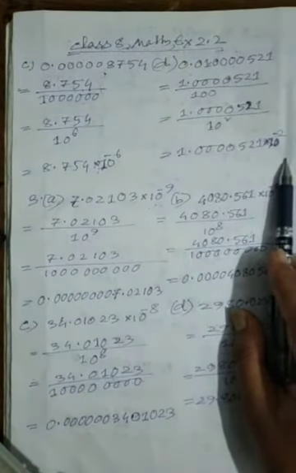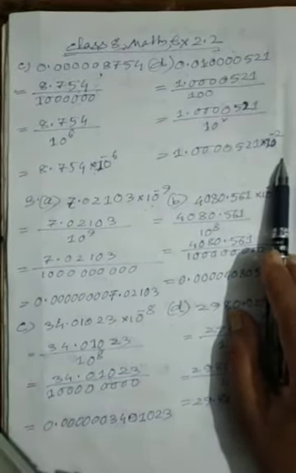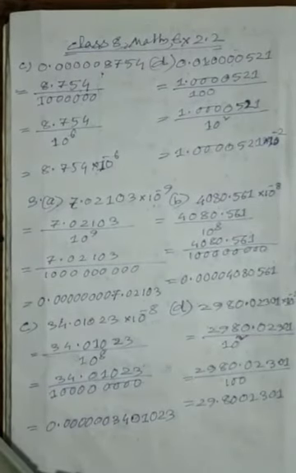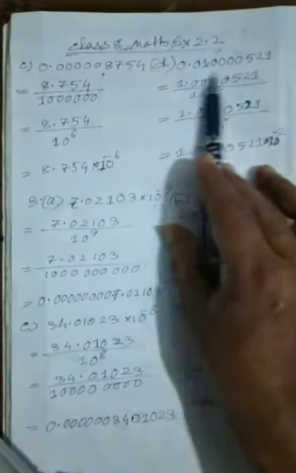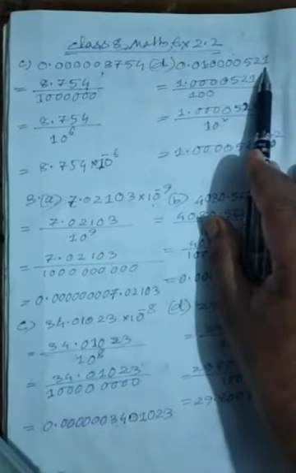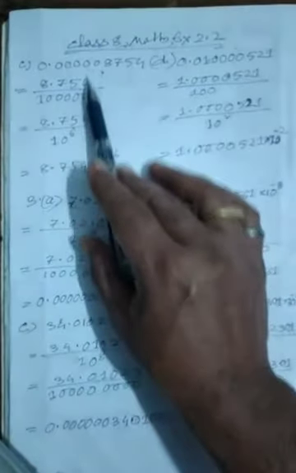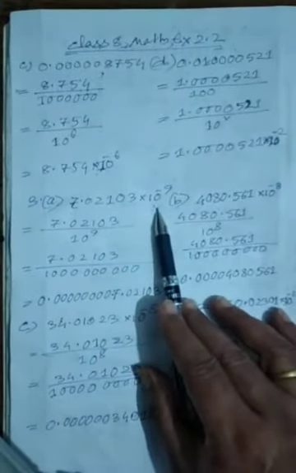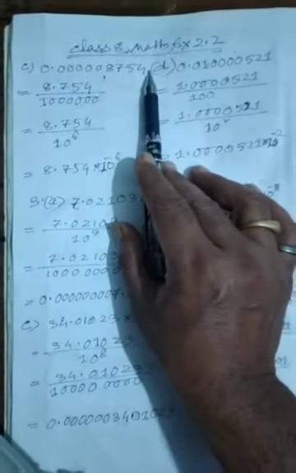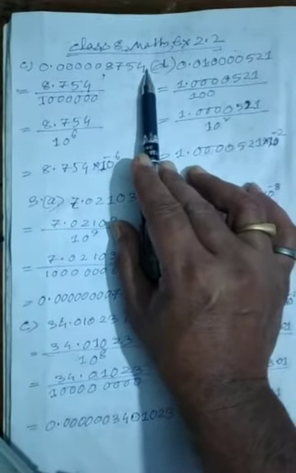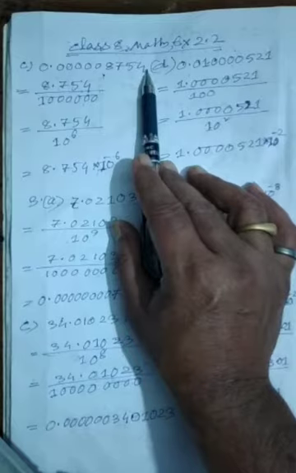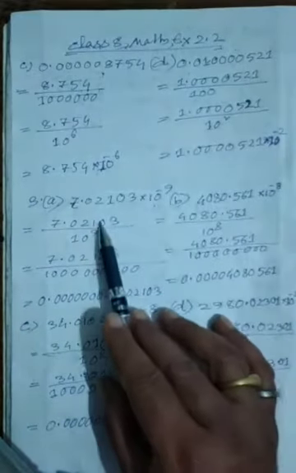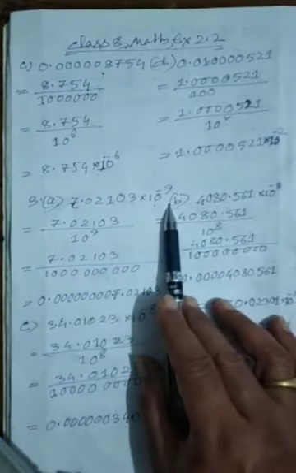Now come to question number 3. In question number 3, you are given: write in usual form. Means these are usual form, and this is standard form. Now these are given in standard form. Convert to usual form. So in case of usual form, you write this one.